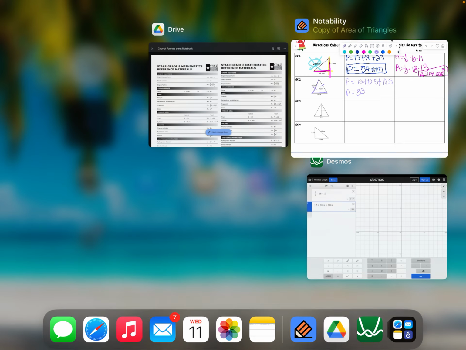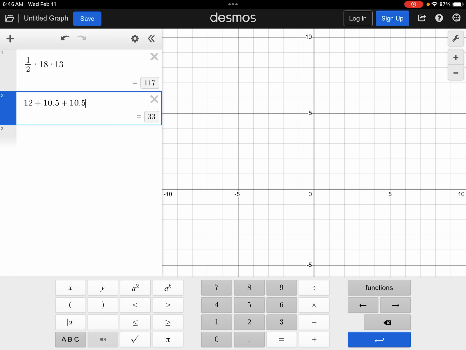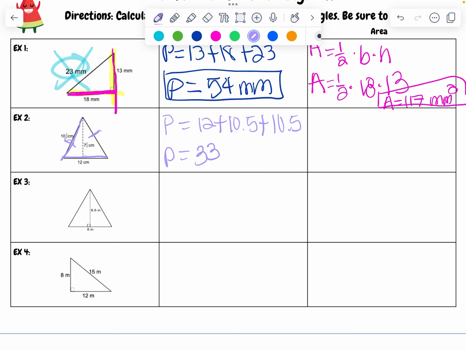Oh, sorry. Let's see. Yes. 33 centimeters. Okay, so notice that I didn't use that 7.5, and that's because it's not on the outside. The perimeter is only on the outside. So if you want to write a note of that, you only add the outside numbers.